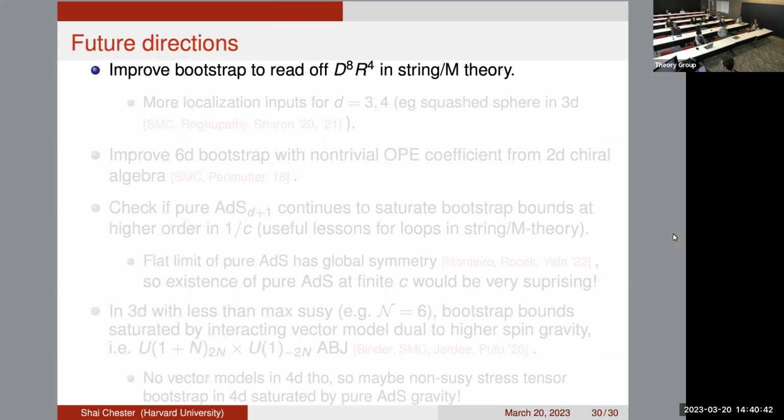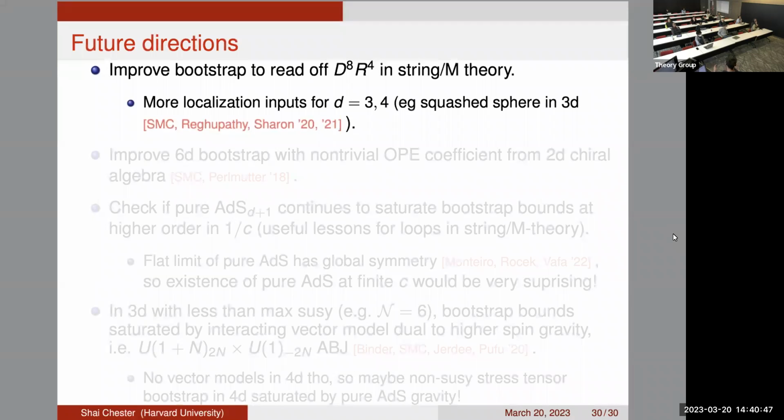So that, of course, is one of the future directions we want to do. We want to improve the precision of these bounds, put in more localization constraints. In particular, there's constraints due to derivatives of the squashed sphere we haven't considered yet, which would probably improve our bounds. So our specific goal is to get D^8 R^4. That's the first unknown guy.